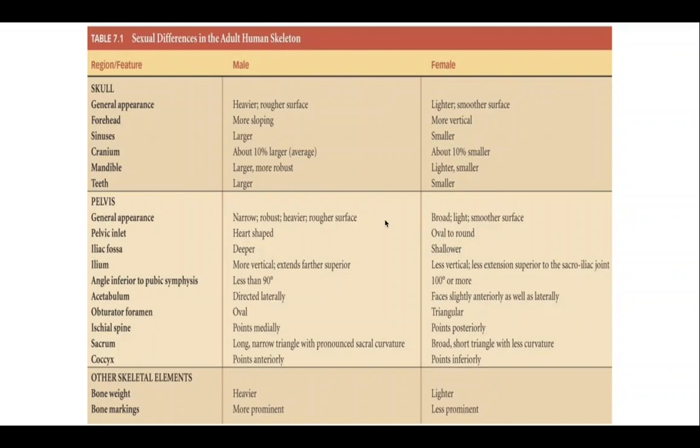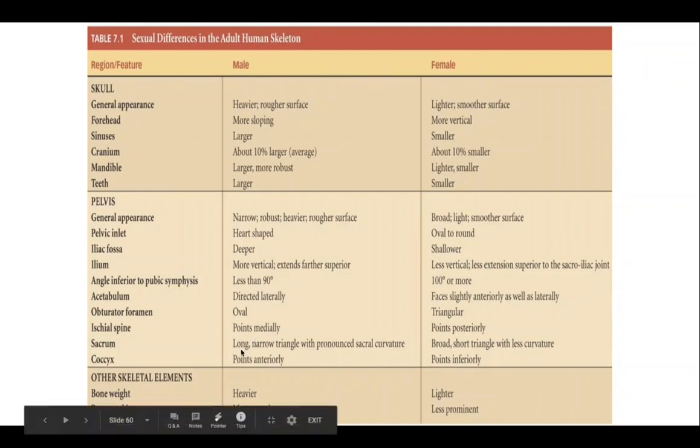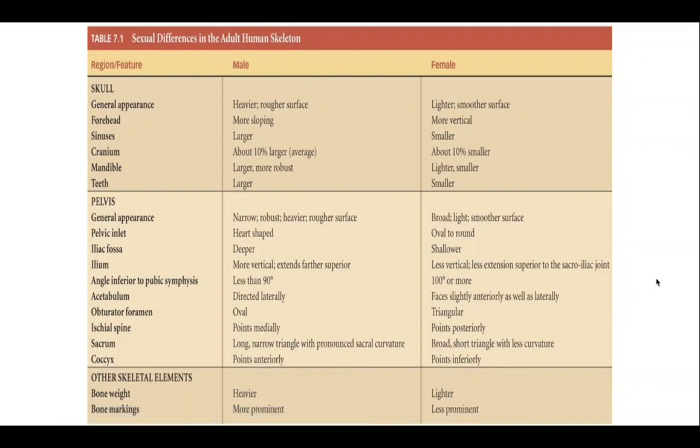The pelvis in a male, narrower. Heart-shaped pelvic inlet. Deeper iliac fossa. The ilium is more vertical. The angle inferior to the pubic symphysis is less than 90 degrees in a male. Acetabulum directs laterally. Obturator foramen more oval. Ischial spine points medially. Sacrum is long and narrow, more pronounced sacral curvature. In general, the skeleton is heavier in a male and more prominent.